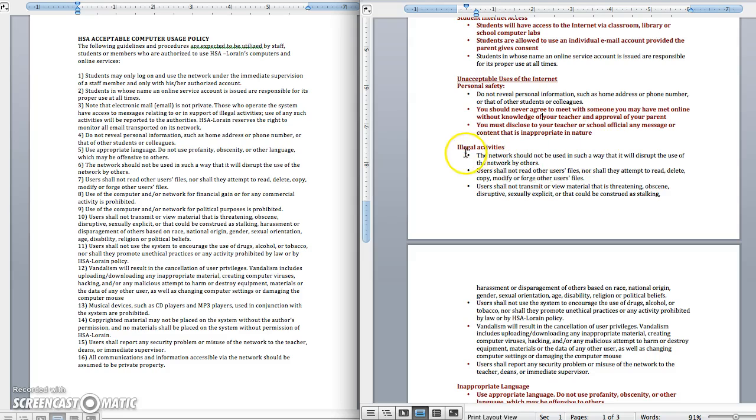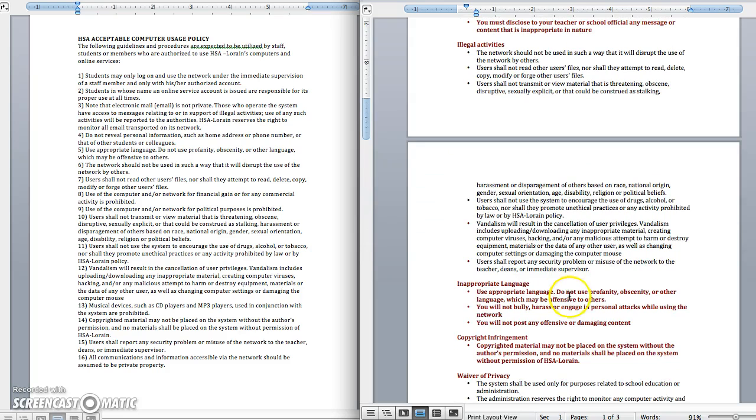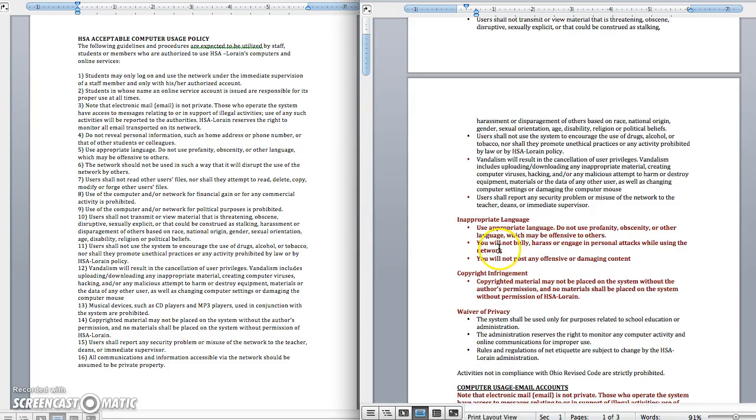Next section, I put illegal activities. A lot of that was already listed in the original usage policy. I just rearranged it and put bullet points there. Inappropriate language. These things are there, but I added you will not use the internet as a form or as an avenue to bully, harass, or engage in personal attacks while using the network.